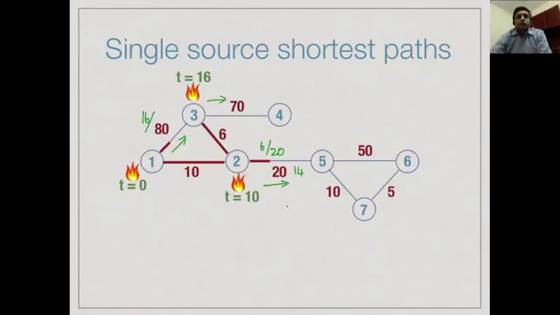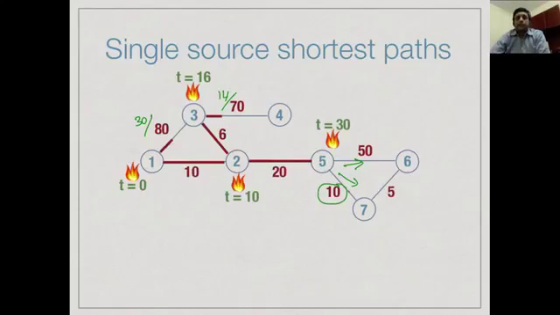So if we continue another 14 units of time, at t equal to 30, we find that vertex 5 burns. And here we have done 14 out of 70 from 3 to 4, and we have done 30 out of 80 totally from 1 to 3. So these fires are still on their way from the source, the starting point of the edge, to the ending point of the edge.